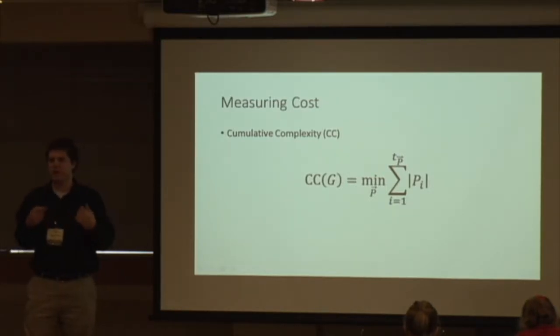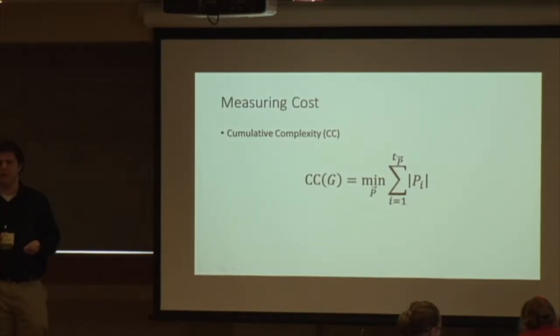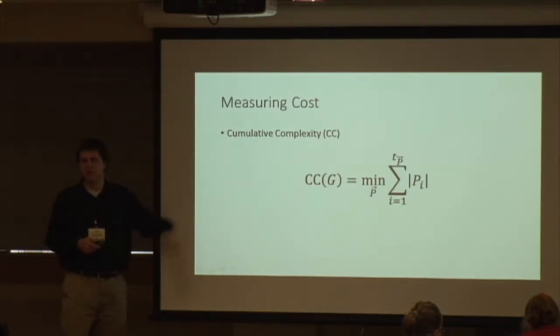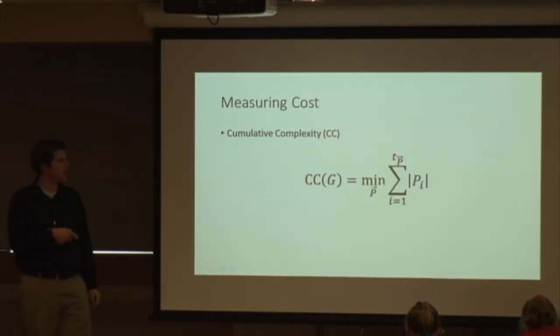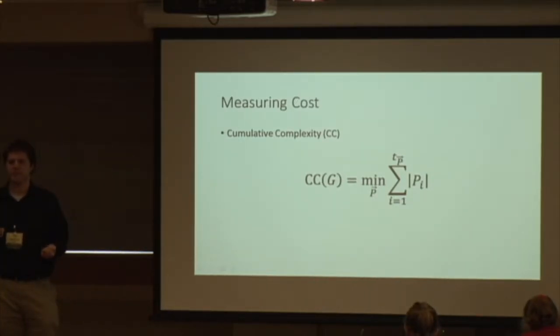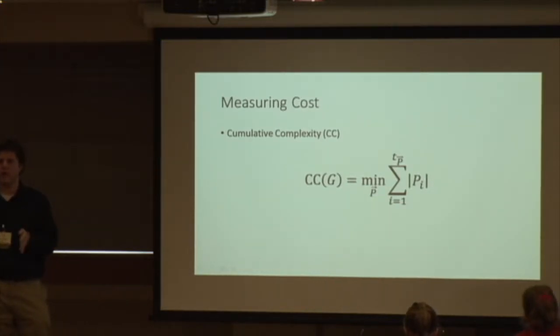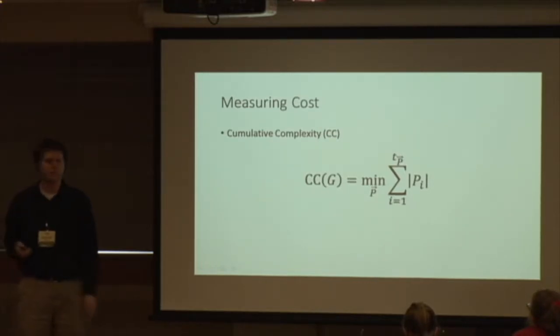So how do we measure the cost of a pebbling? Well, we use the notion of cumulative complexity. Cumulative complexity is just the sum over time of the number of pebbles on the graph at each point in time. This is telling us how much space the attacker has to allocate and how long he has to allocate that space for.